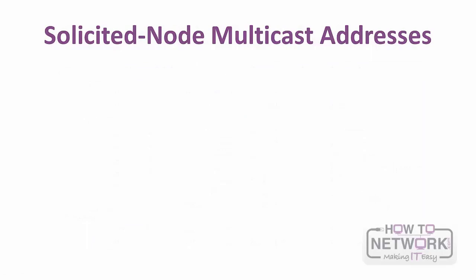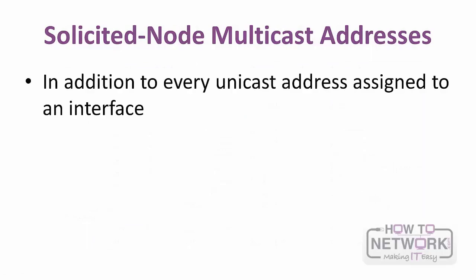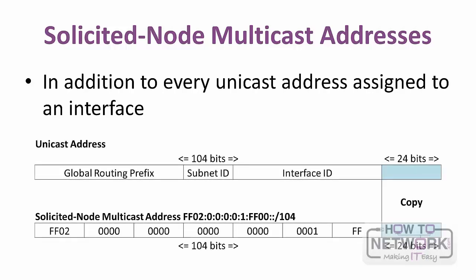In addition to every unicast address assigned to an interface, a device will also have a special multicast address known as a solicited node multicast address. These multicast addresses are automatically created using a special mapping of the device's unicast address with the solicited node multicast prefix FF02:0:0:0:0:1:FF00::/104.